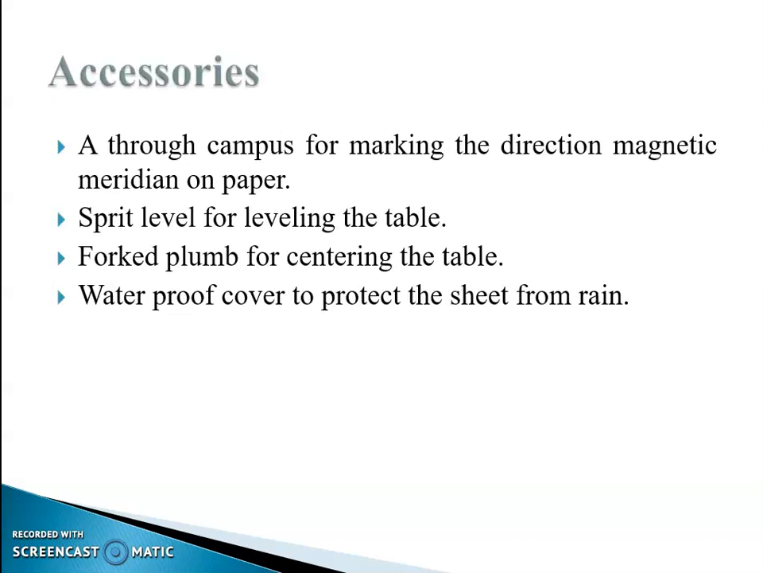Then the different small accessories that I mentioned, which we require. The first one is a trough compass for marking the direction of the magnetic meridian on the paper. Then a spirit level for leveling the table, and a plumb fork for centering the table. For the leveling purpose we use the spirit level, and for the centering purpose we use the plumb fork.